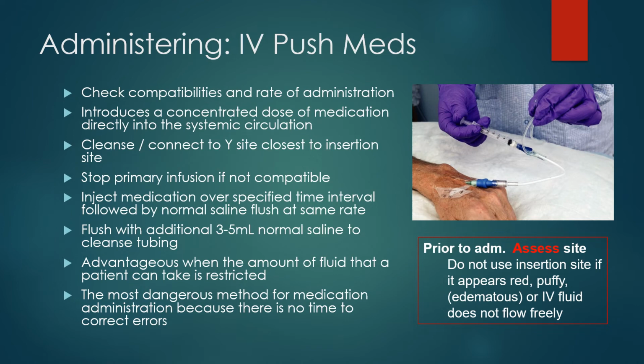We're going to scrub that hub for 30 seconds. We're going to flush our line with normal saline to clear out our tubing. As we flush, we're looking at our IV site for swelling and discomfort from the patient, and then we're going to administer that medication based on the specified time interval per our manufacturer. Then we're going to flush that line again at the same rate that we administered the medication.